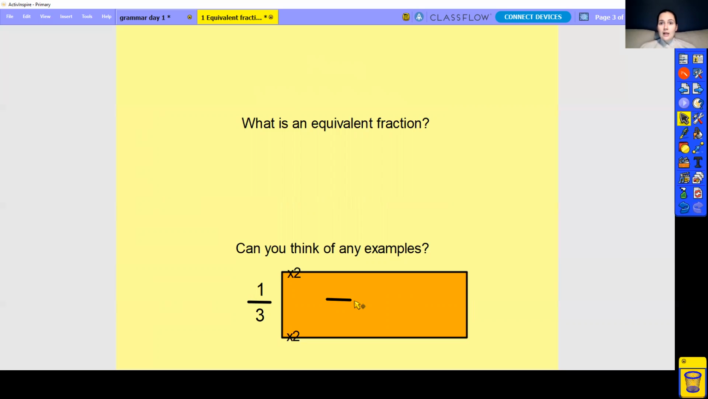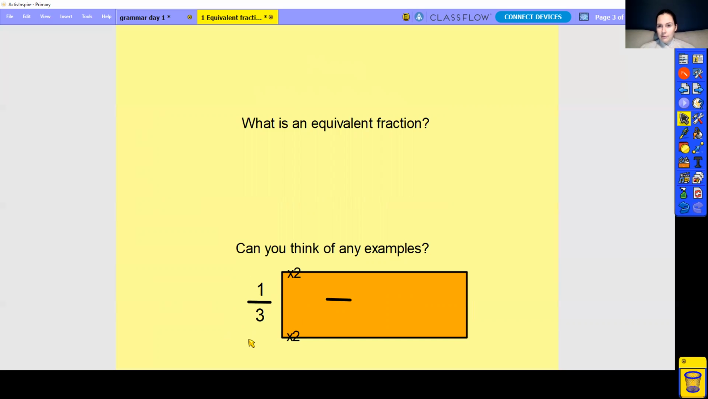So the rule with fractions is if you want to find another equivalent fraction, then all you need to do is whatever you do to the numerator, which is the top number, the number that is at the top of your fraction, you must do the same to your denominator. Okay, so you need to do the same to the bottom number, which is how many it's out of.